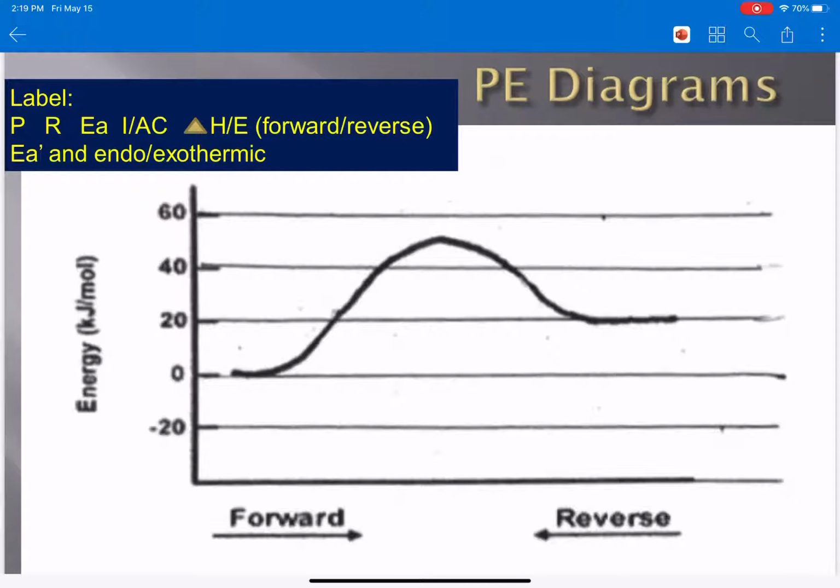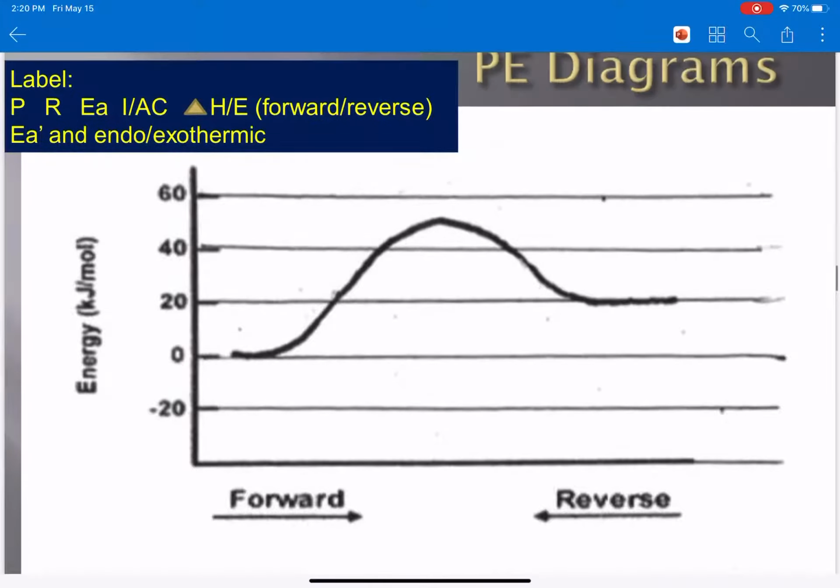The products, the reactants, EA, which stands for the energy of activation, I and AC, that's known as the intermediate or activated complex, something called delta H, otherwise known as delta E, for the forward and the reverse reaction, as well as EA prime, that little apostrophe means prime, and whether or not it's endo or exothermic.